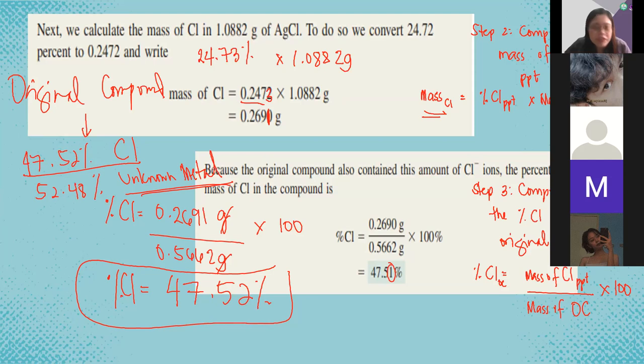Ayan, na-round off 47.52. Pwede sa akin ang instruction sa quiz or sa exam. Sa akong instruction, final answer should be rounded off to two decimal places. So ayaw mo mag-round off during the process. Kung ang akong instruction is final answer lang ang mag-round off, ayaw mo mag-round off sa process.